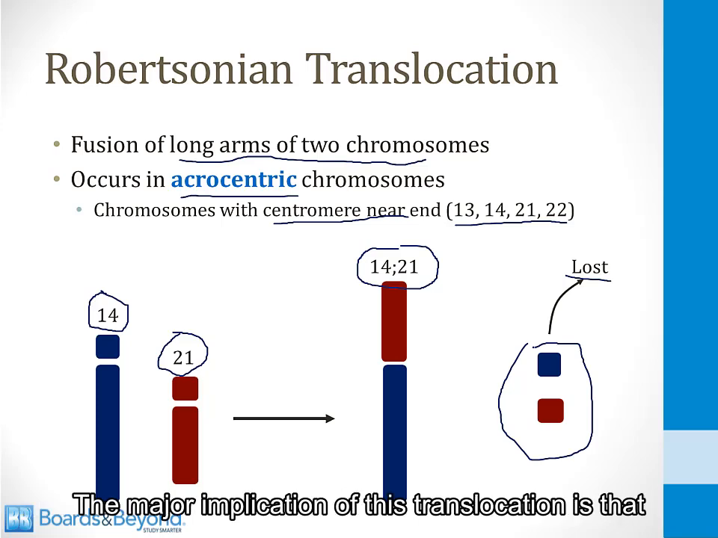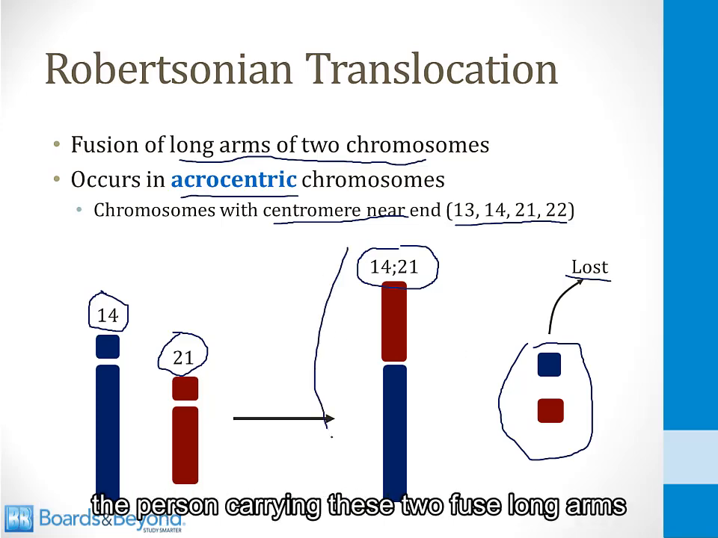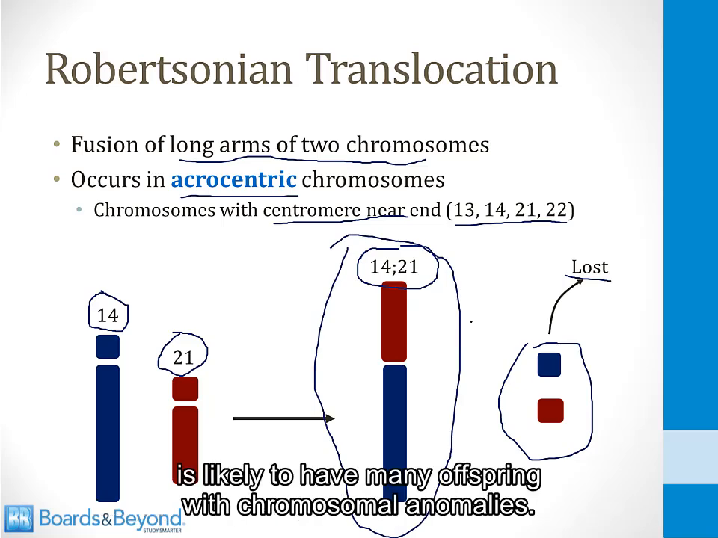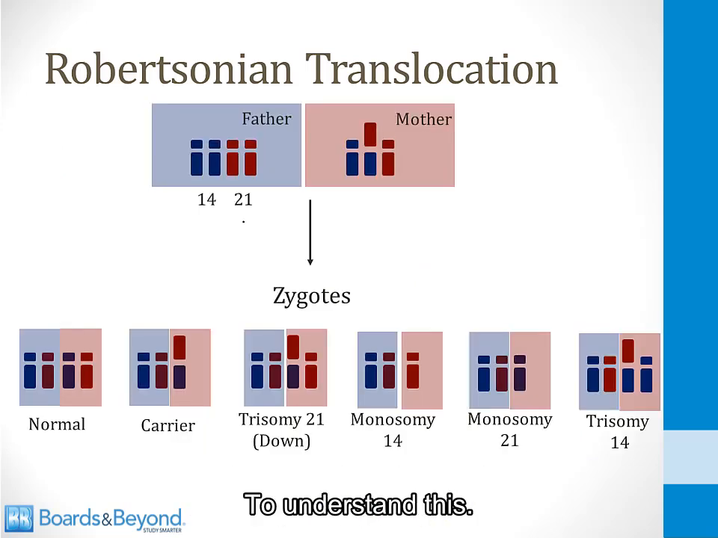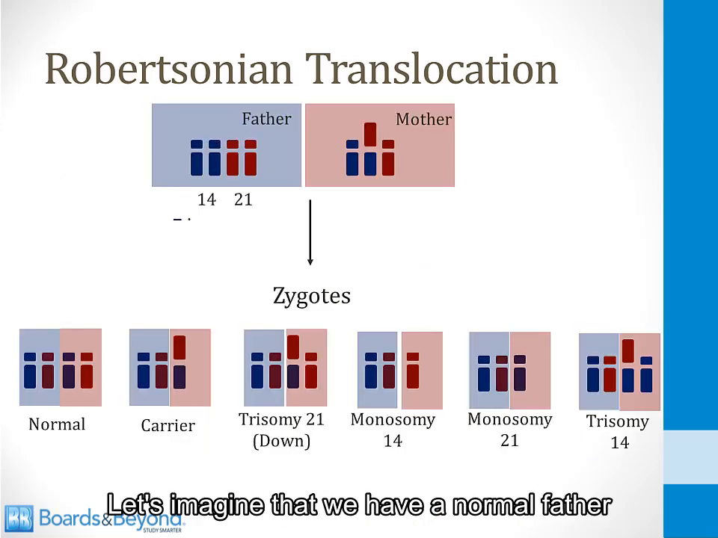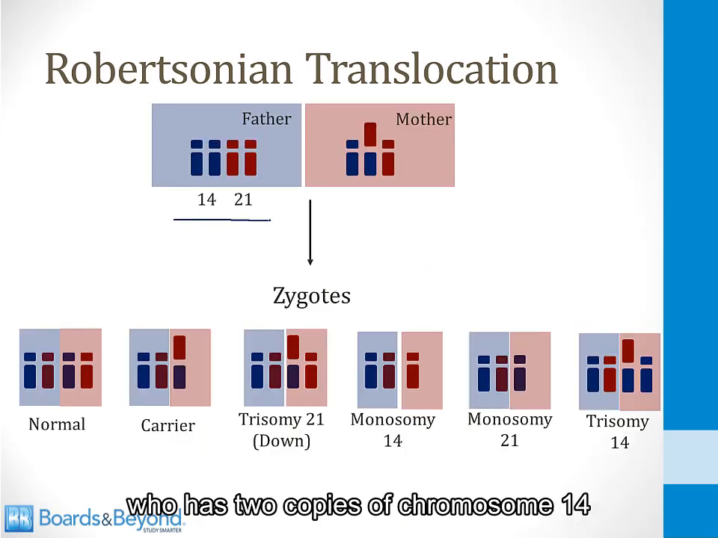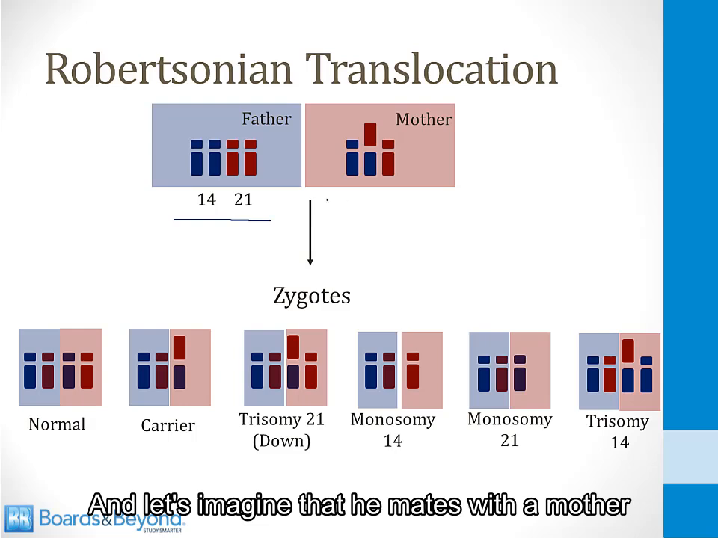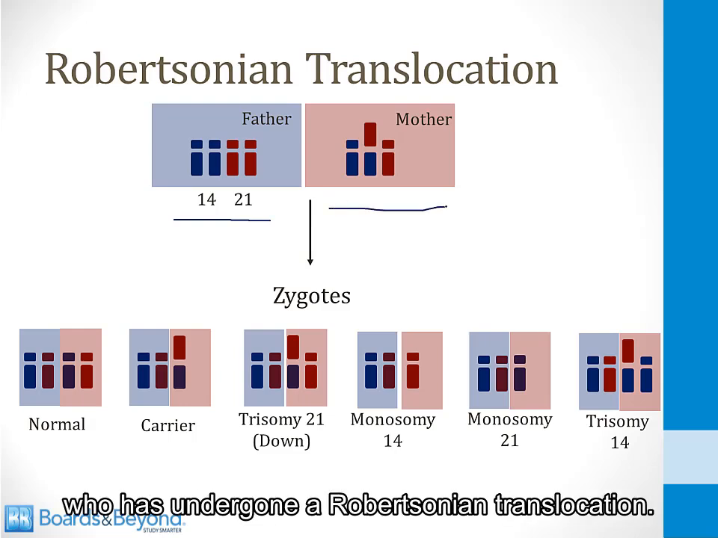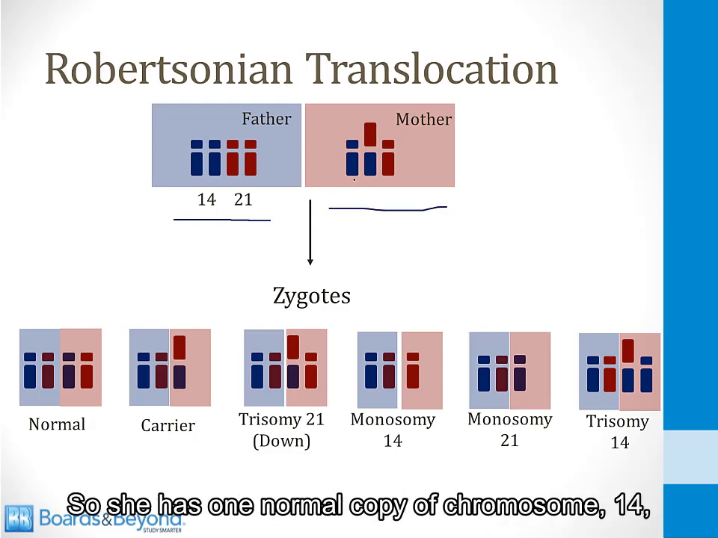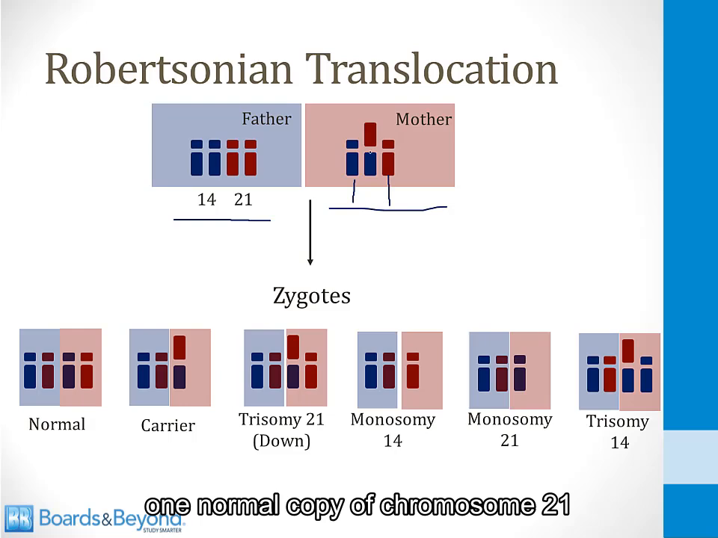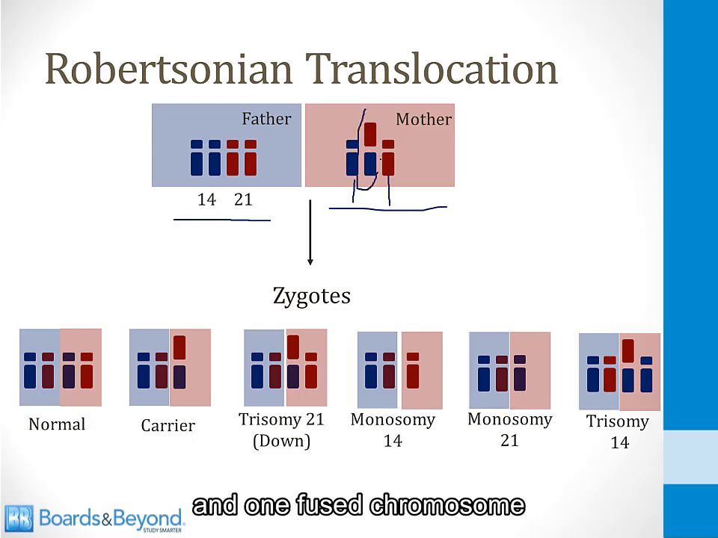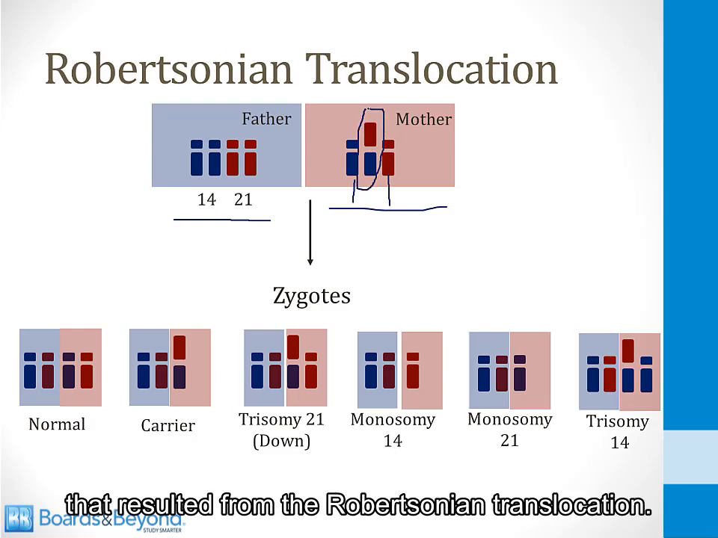The major implication of this translocation is that the person carrying these 2 fused long arms is likely to have many offspring with chromosomal anomalies. To understand this, let's imagine that we have a normal father who has 2 copies of chromosome 14 and 2 copies of chromosome 21. And let's imagine that he mates with a mother who has undergone a Robertsonian translocation. So she has 1 normal copy of chromosome 14, 1 normal copy of chromosome 21, and 1 fused chromosome that resulted from the Robertsonian translocation.